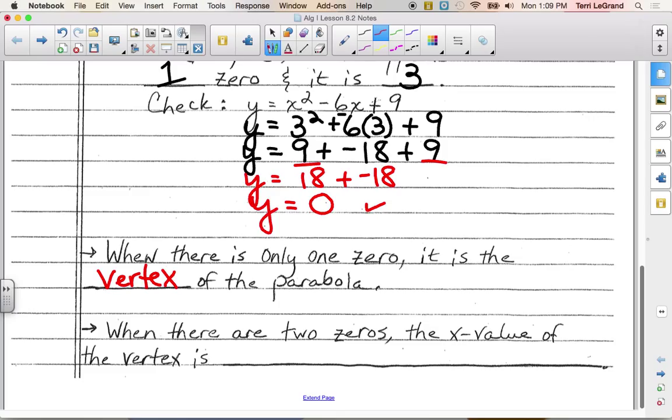So in other words, the vertex has to sit on the what? X-axis. Oh, I was close. It has to sit on the x-axis. So maybe you have a parabola that's doing this. Maybe you have a parabola that's doing this. No, that's not going above, but I mean, it's sitting on the x-axis. Okay? When there are 2 zeros, what do you think is happening?